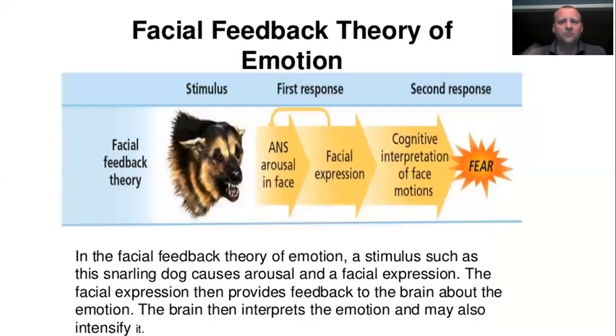In terms of the facial feedback theory of emotion, I'll read it right here with the slide. In the facial feedback theory of emotion, a stimulus such as this snarling dog causes arousal and a facial expression. The facial expression then provides feedback to the brain about the emotion. The brain then interprets the emotion and may also intensify it.